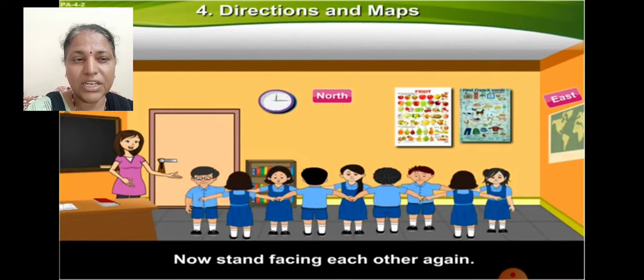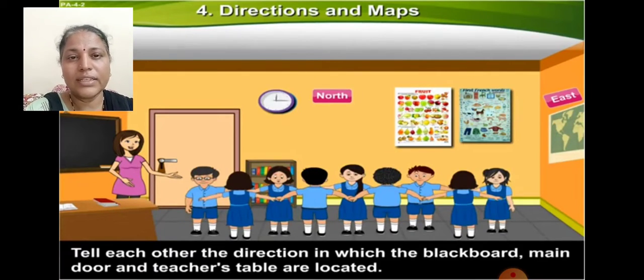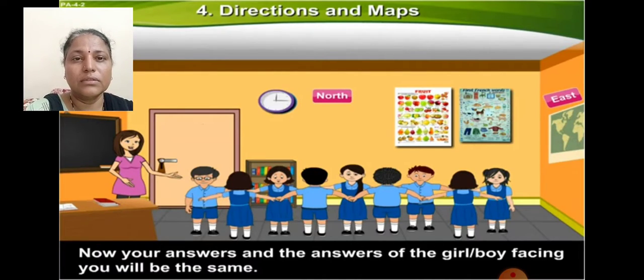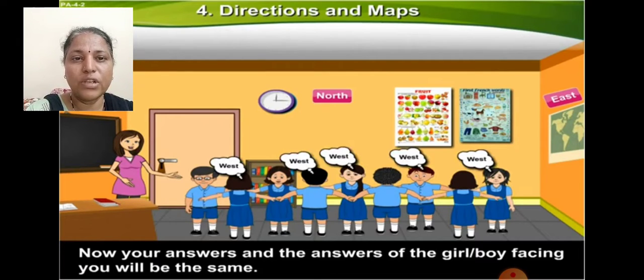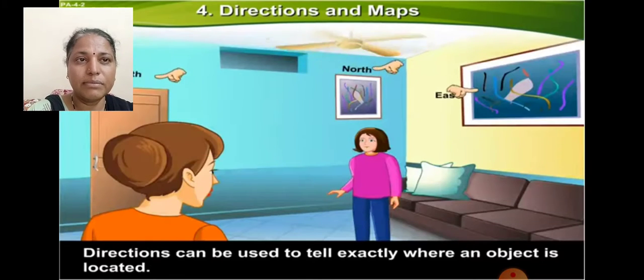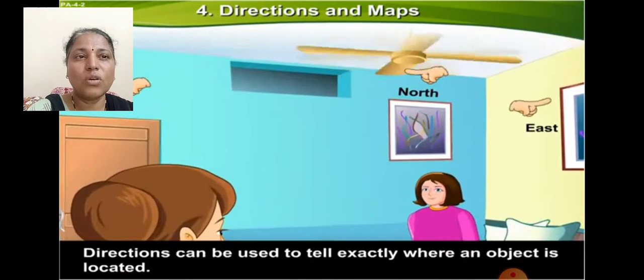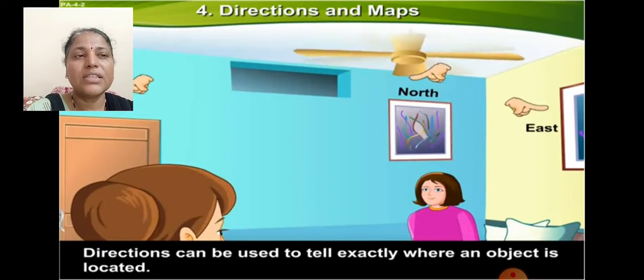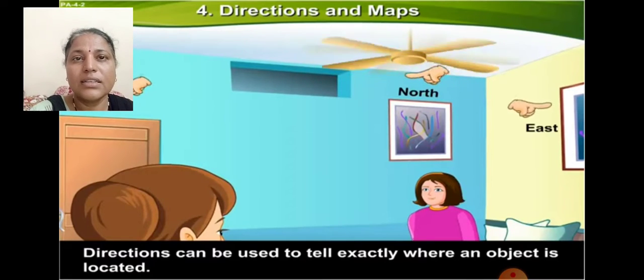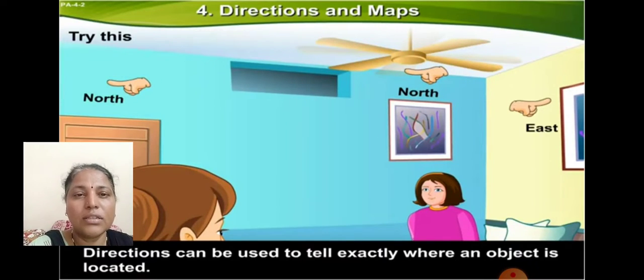Now stand facing each other again. Tell each other the direction in which the blackboard, main door, and teacher's table are located. Now your answer and the answer of the girls and boys facing you will be the same, when we highlight the main directions. Like that, this wall is the north, next is the east, and the other is the north.